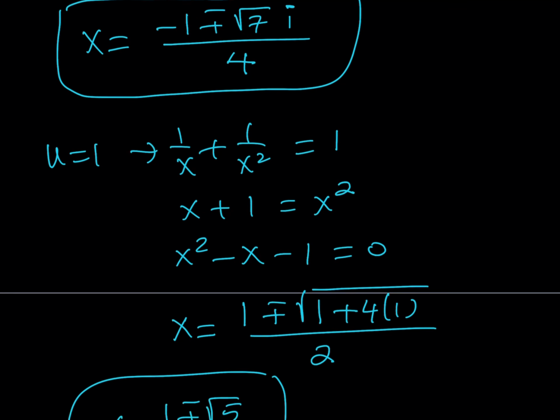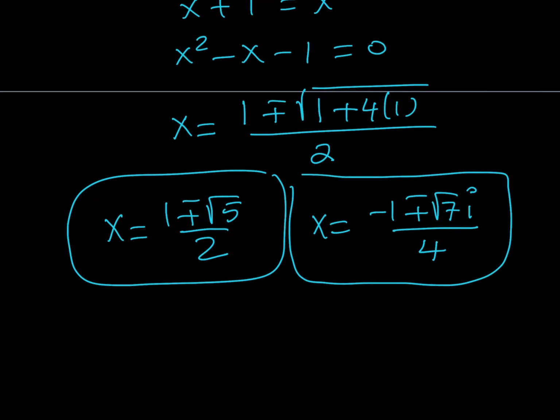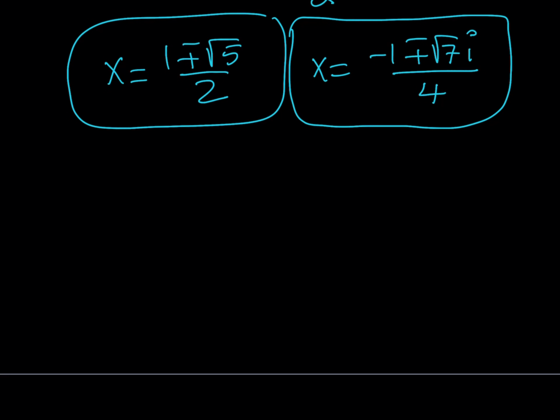Along with the first set, let's go ahead and put it together. We get x equals this, or x equals negative 1 plus minus the square root of 7i over 4. And this basically gives us 4 solutions, 2 of which are real and 2 of which are complex. And this brings us to the end of this video.